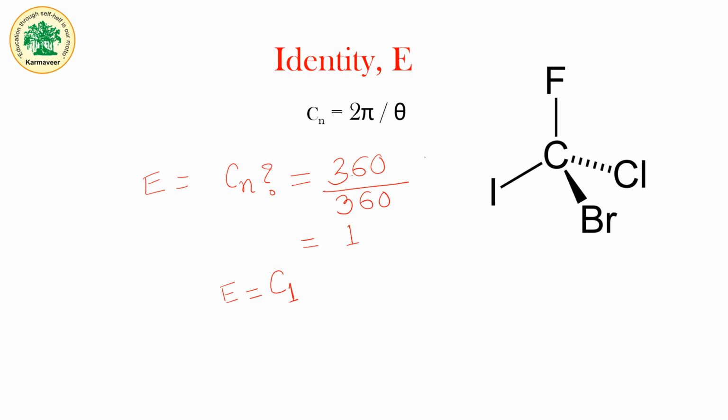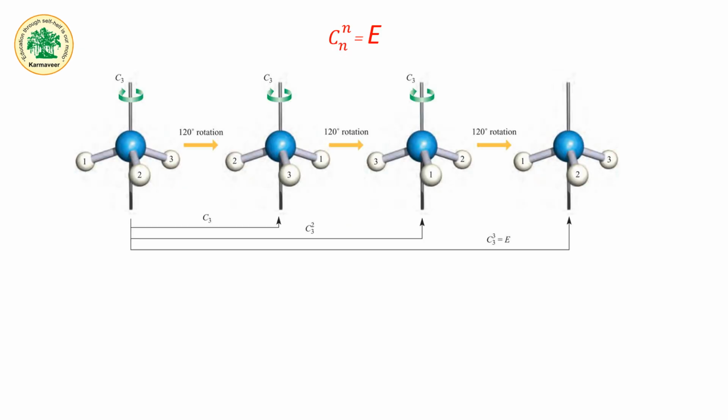So E is nothing but a C1 rotation on any molecule, which it gives after rotating by 360 degrees. So if a molecule does not have any other operation, any other element like a mirror plane, inversion axis, or proper axis of rotation, it has only one rotation, that is C1, and it is nothing but E.